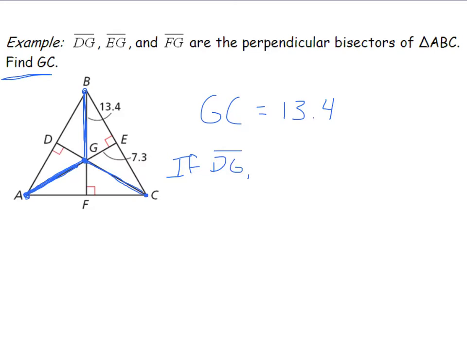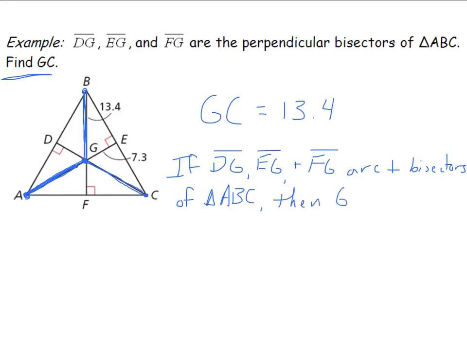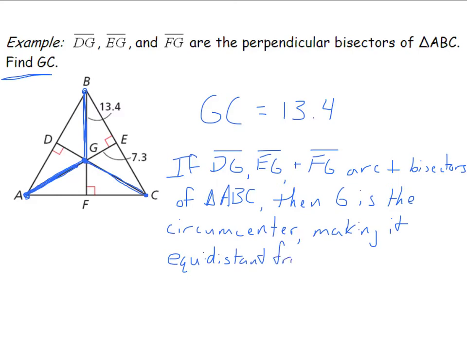You'd say if segment DG, segment EG, and segment FG are perpendicular bisectors of triangle ABC, then G is the circumcenter, making it equidistant, meaning the same distance, from the vertices.